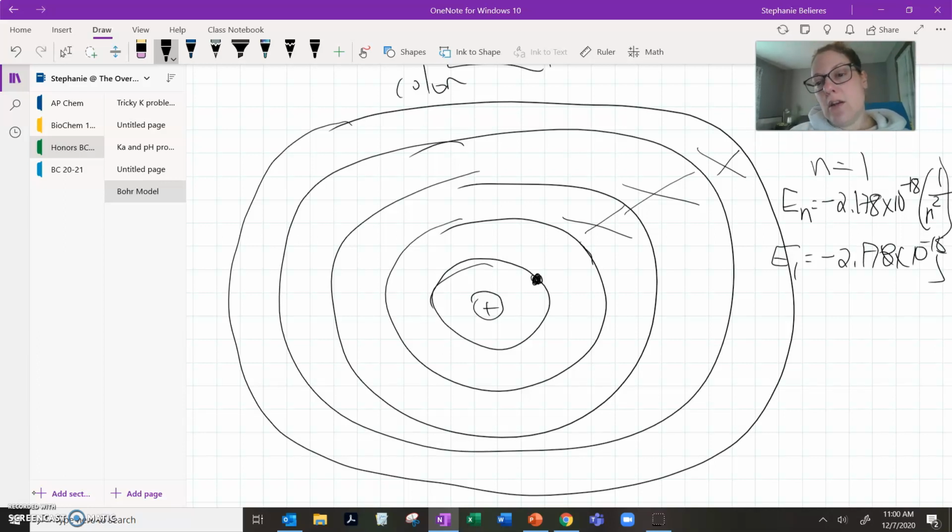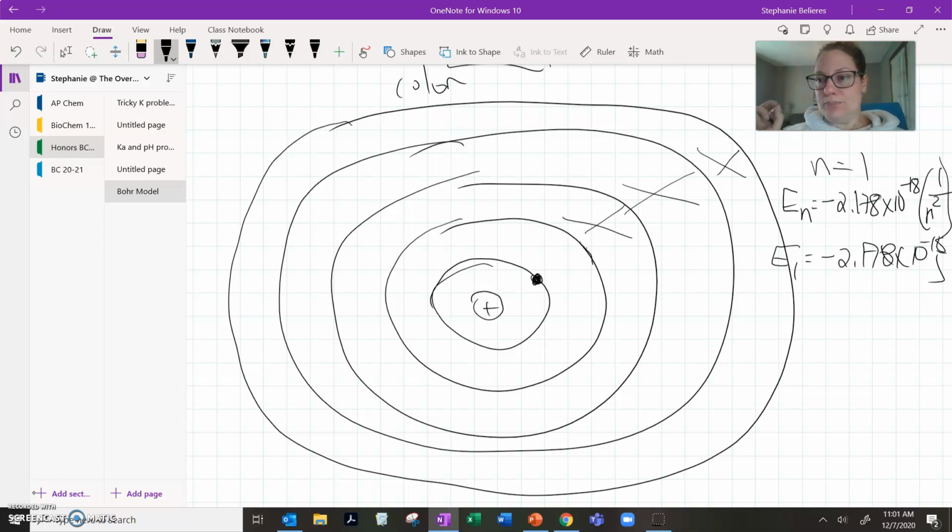Okay, and then when it's on n equals 2, it would have an amount of energy equal to negative 2.178 times 10 to the minus 18 times 1 over 2 squared, or a quarter of that energy. And so he said that those orbits are quantized, or the energy that the electron has when it's on a certain orbit is quantized, meaning we can define a value associated with it. So that's tenet number 1 and tenet number 2.